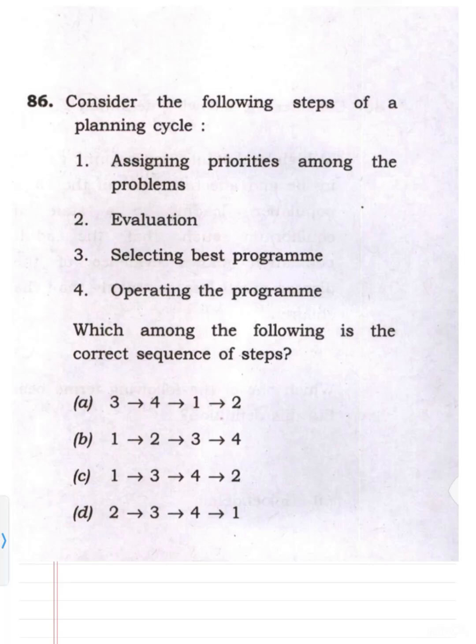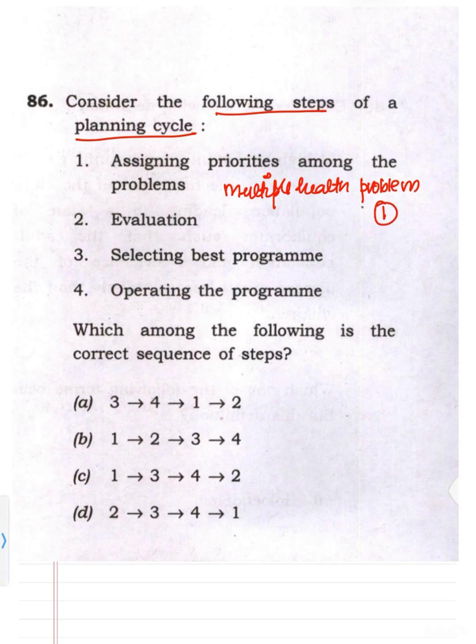So we have question 86. Consider the following steps of a planning cycle. First is assigning priorities among the problems. So we have multiple health problems, and we have to give priorities to them, that which is number one health priority, second which one is second priority, third priority, and so on and so on.